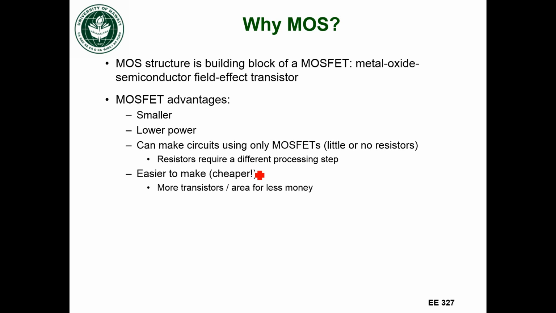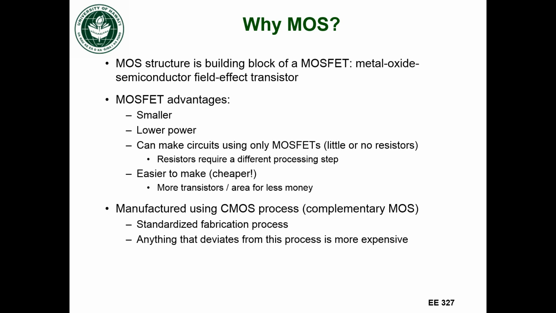And one of the most important points is that it's very easy to make MOSFETs. That means it's cheaper to make MOSFETs. You can get more transistors per area for less money, and so there's a big economic driver for using MOSFETs. If you can make some electronic device cheaper, then more people are going to buy it, and that's really what drives the popularity of MOSFETs.